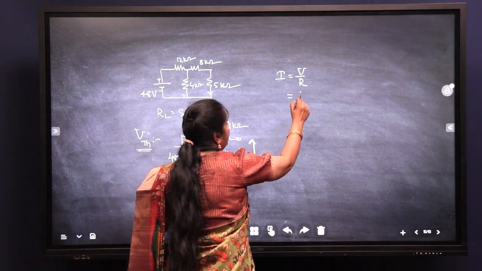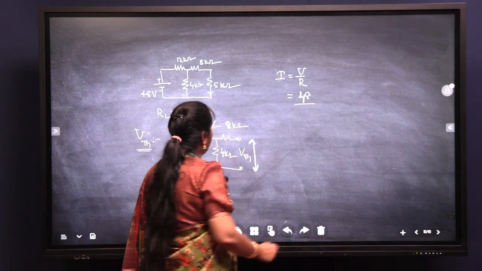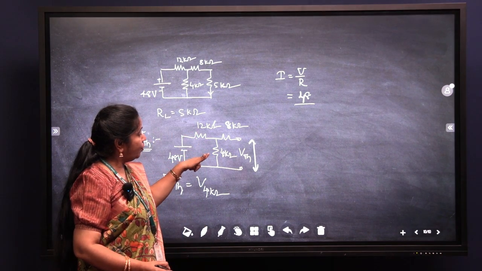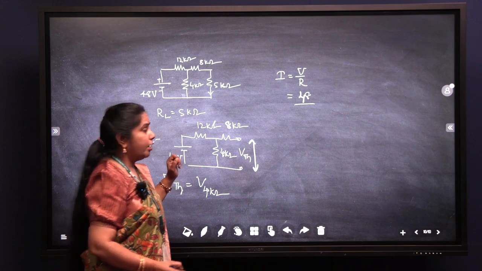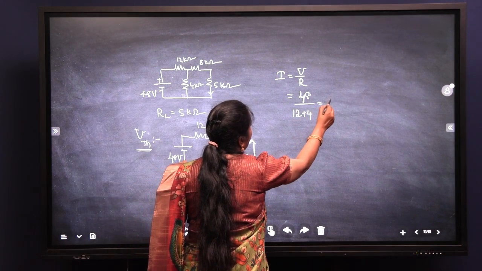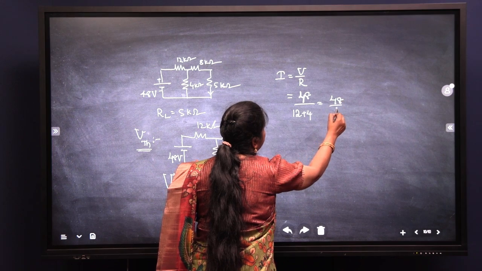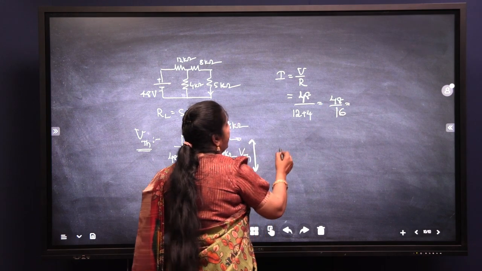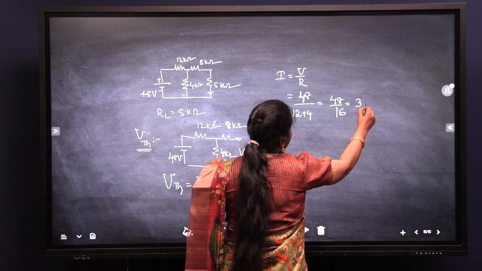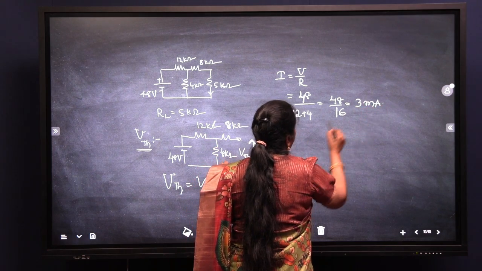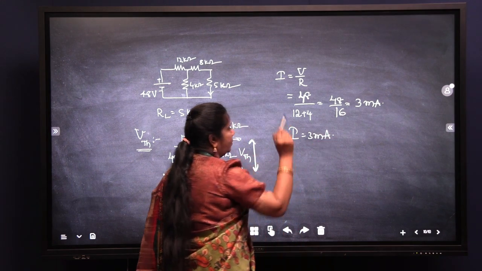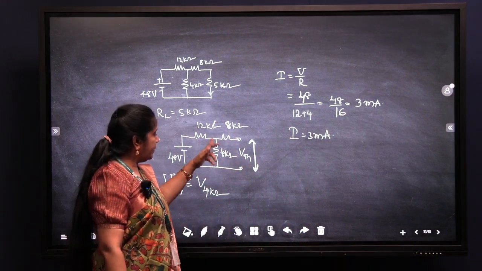48 volts divided by the total resistance of this mesh. These two resistances, 12 kilo ohms and 4 kilo ohms, are connected in series. So add these two resistors. In series means R1 plus R2. So you will get 48 by 16. The current will become 3, and since the resistance is in kilo ohms, the current will be in milliamperes. So I will become 3 milliamperes.